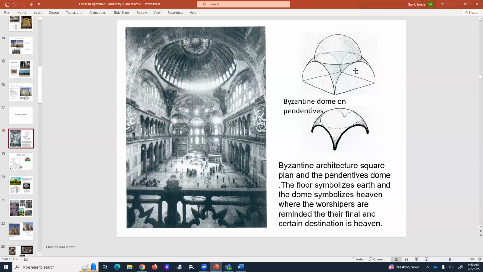These are quick sketches that illustrate each one of the different styles, and you'll see that some of the questions on the handout are also related to this Byzantine architecture with the square plan and these pendentive domes. The floor symbolizes earth and the dome symbolizes heaven, where the worshipers are reminded that their final and certain destination is heaven.